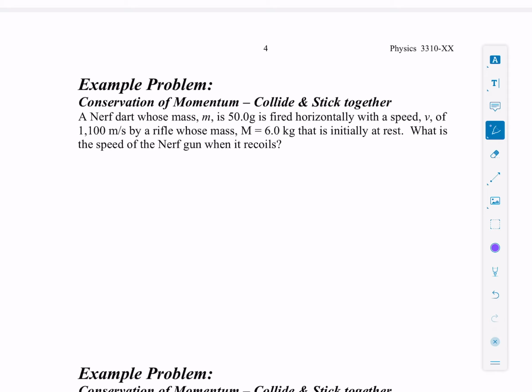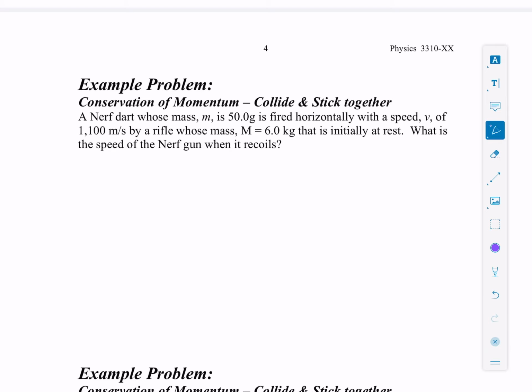So in this case, we're going to have a Nerf dart whose mass is 50 grams, fired horizontally with a speed of 1,100 meters per second, from a gun with a mass of 6 kilograms initially at rest. We want to figure out the speed of the Nerf gun when it recoils. A very common example of conservation of momentum is this idea of recoil. I'm sure you guys have heard of recoil. If the Nerf dart is launched forward, the Nerf gun therefore will recoil backwards.